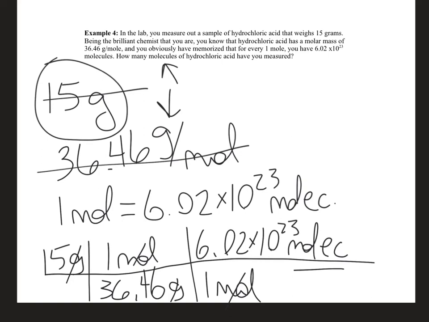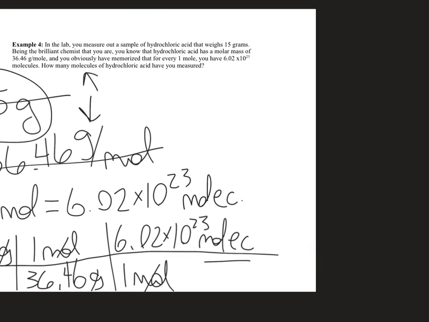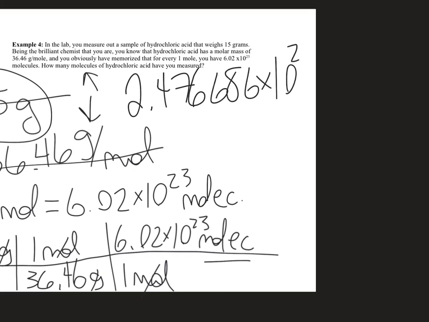15 times 1 times 6.02 E23. Hopefully you're still using that E function. All of that in its own set of parentheses, divided by 36.46 times 1, which leaves us at a very long string of numbers, 2.47668, some more after that, times 10 to the 23rd.